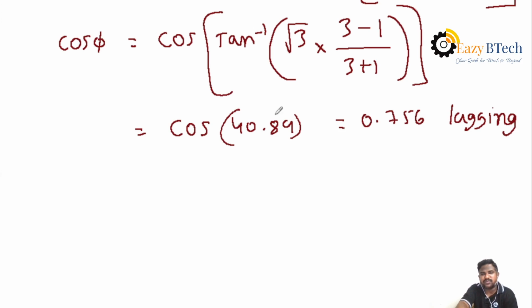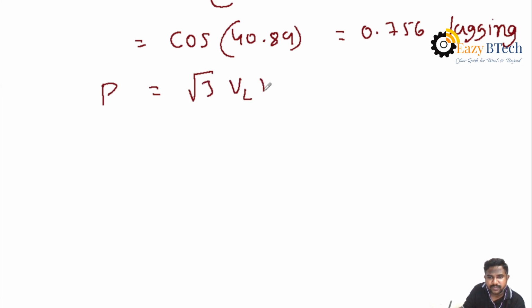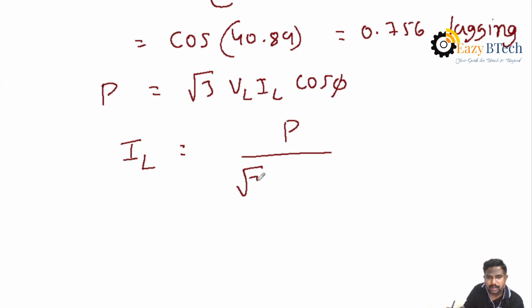Okay, in this way, by using the formula, you can find out the power factor of the three-phase circuit. Then we already know the formula for total power, nothing but root 3 into VL into IL cos phi. We know the value of cos phi also. From that, we need to find out the line current. The formula is P by root 3 into VL into cos phi.